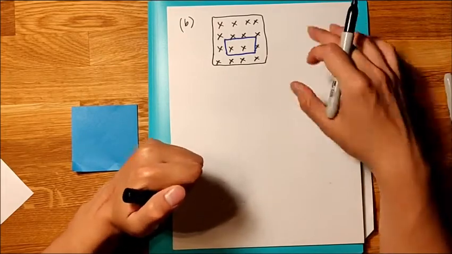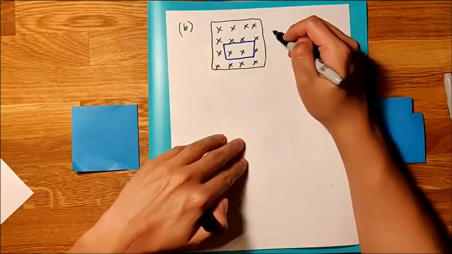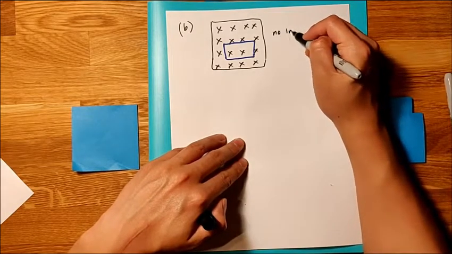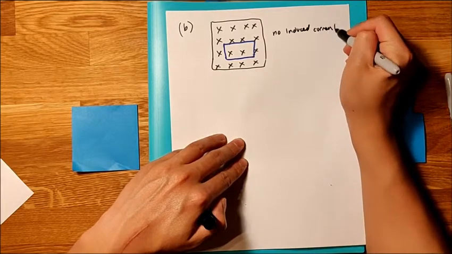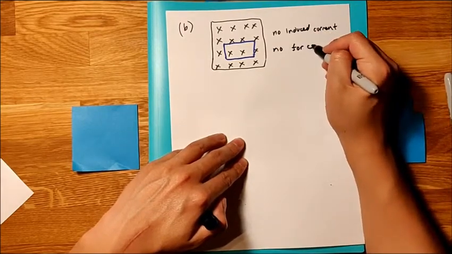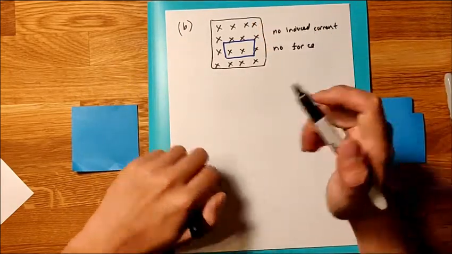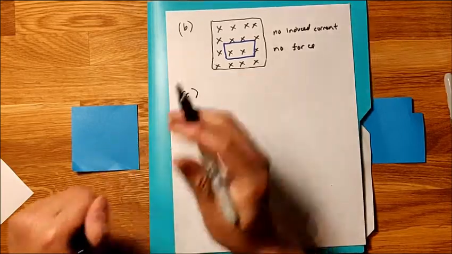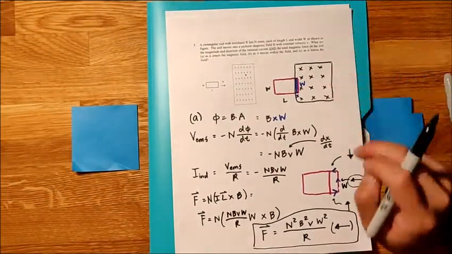So again, when it's fully submerged, flux is not changing at all, which means there is no induced current. That means there's no induced B field. So all this means is no induced current and then no force, because it's fully submerged in the B field. So moving on to part C, which is just asking as it leaves the field.